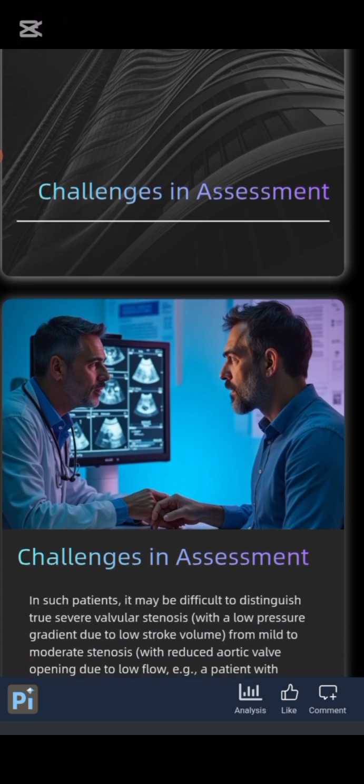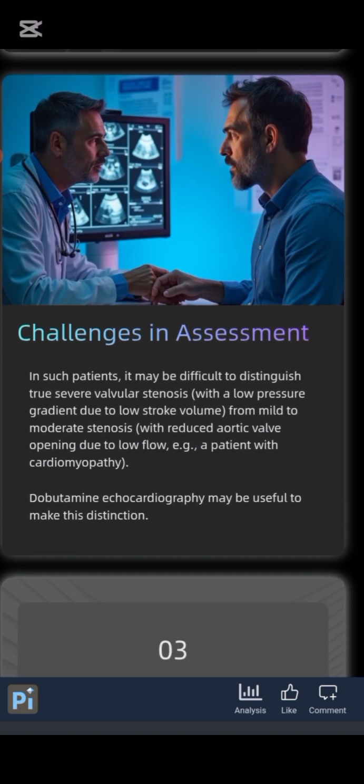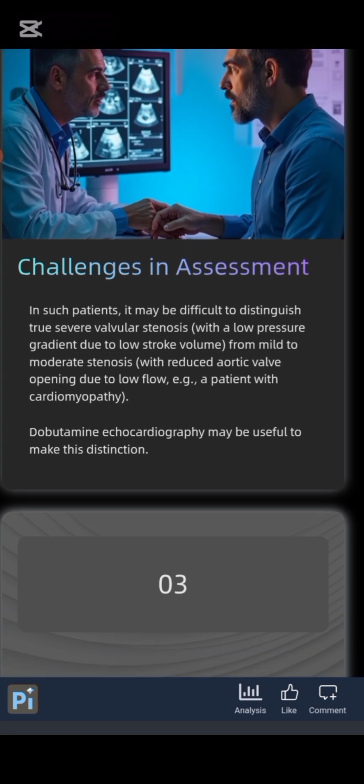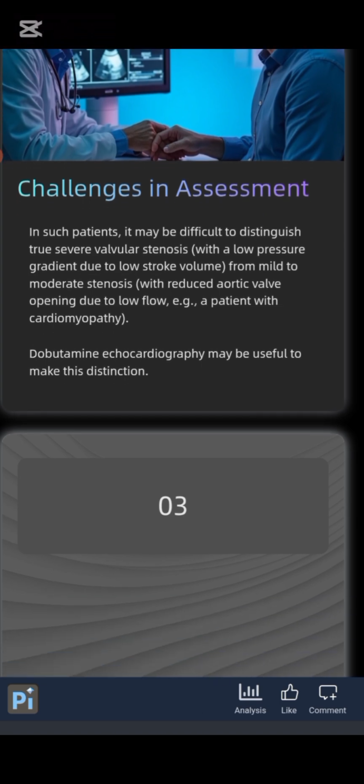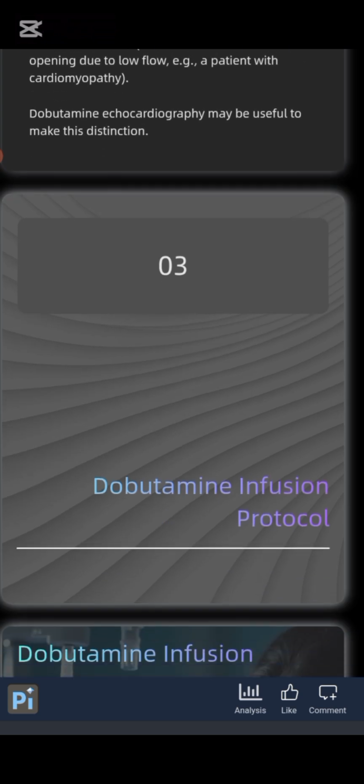Challenges in assessment. In such patients, it may be difficult to distinguish true severe valvular stenosis with low pressure gradient due to low stroke volume, from mild to moderate stenosis with reduced aortic valve opening due to low flow. For example, in a patient with cardiomyopathy, dobutamine echocardiography may be useful to make these distinctions.